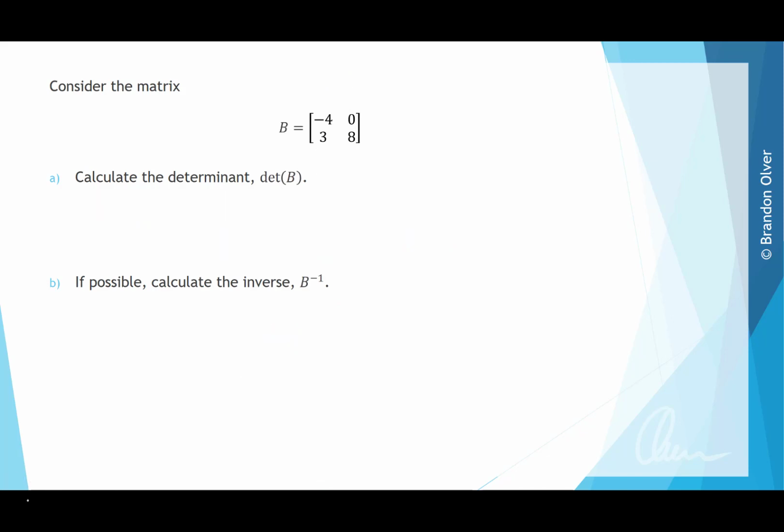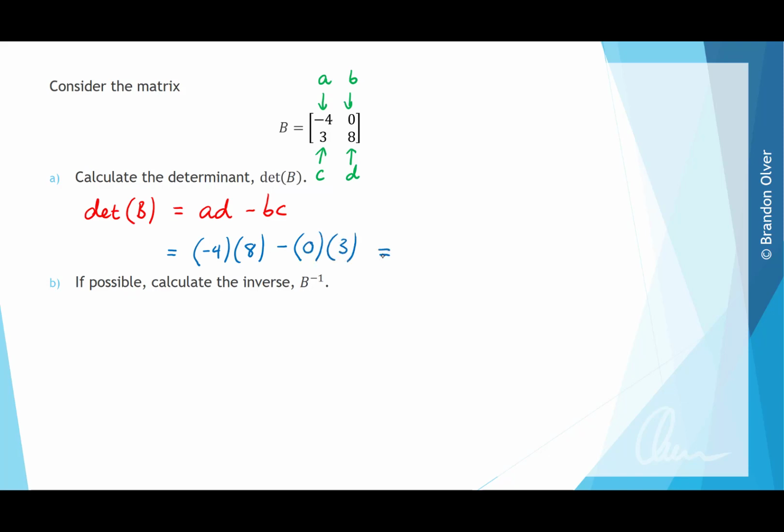Next we're going to consider the matrix B, which is shown, and for part A we want to calculate the determinant of B. So once again we can label all of these entries as A, B, C and D, and we can use that to calculate the determinant. So we know that the determinant of a matrix is equal to A times D minus B times C. So for our matrix, A is -4 and D is 8, minus B, which is 0, times C, which is 3. So this just equals -32 subtract 0, so the determinant is -32.